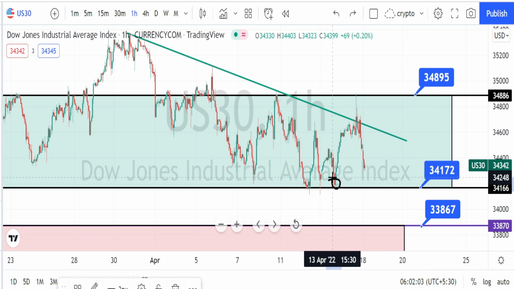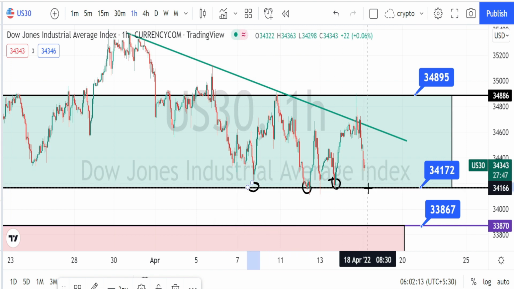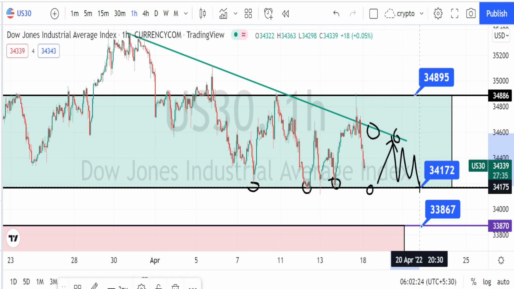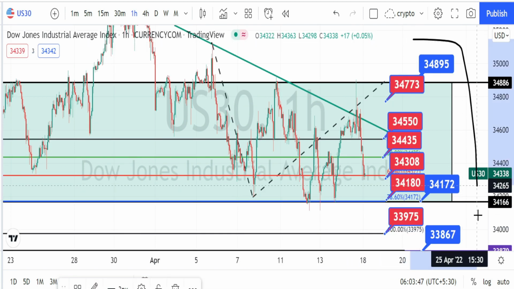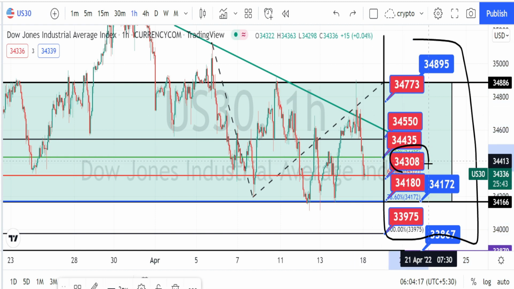But in the past, we have noticed this level of 34172 acting as a very strong support level. So we can expect the price action to take support on this support level and to bounce back on the bullish trend. As long as this resistance line is not broken, we can expect the consolidation to continue, and once this resistance level is broken, we can expect the directional momentum to start in hourly time frame. Let us mark the support and resistance levels for hourly time frame. So these are all the resistance and support levels for hourly time frame. Currently, the price action is taking support at the support level of 34308.